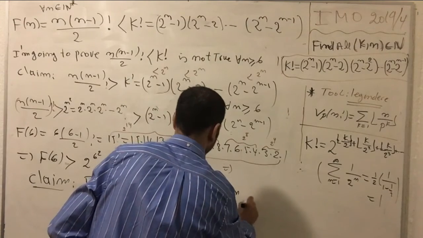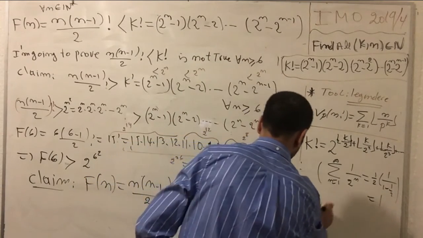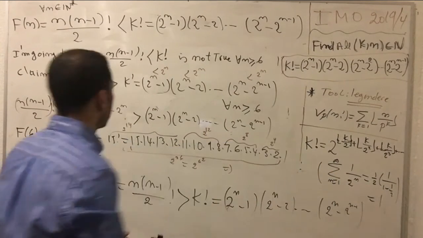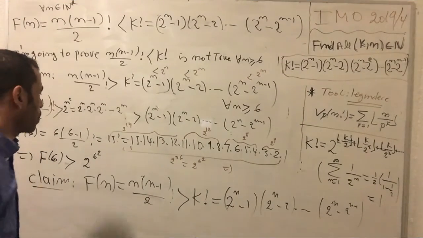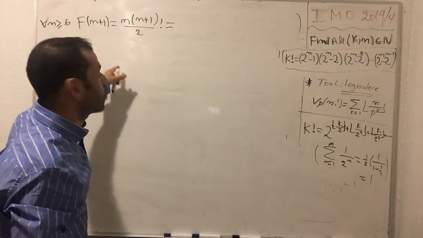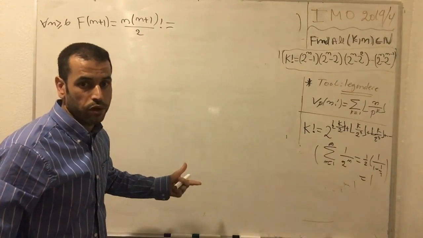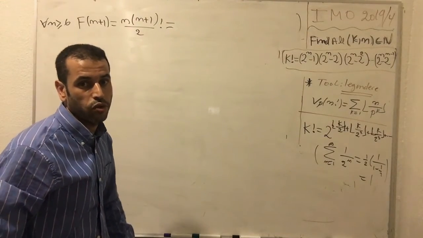2 to the n minus 1, 2 to the n minus 2, and all the way down to 2 to the n minus 2 to the n minus 1. Okay? I'm bringing this one at the top and continuing with our problem. I'm going to calculate f of n plus 1 to check if this hypothesis is true. Okay?